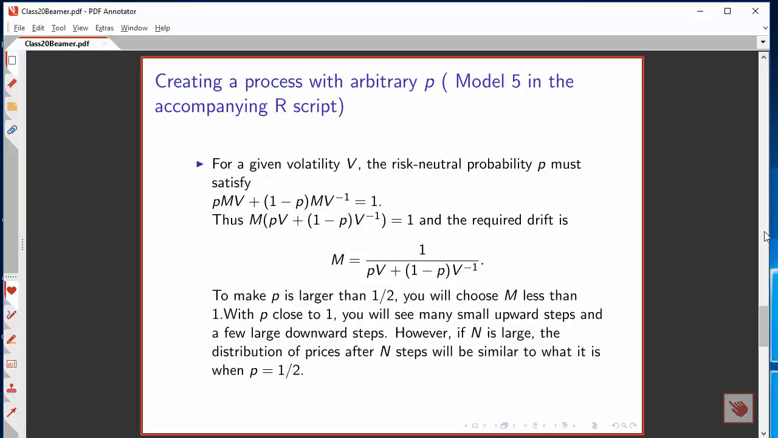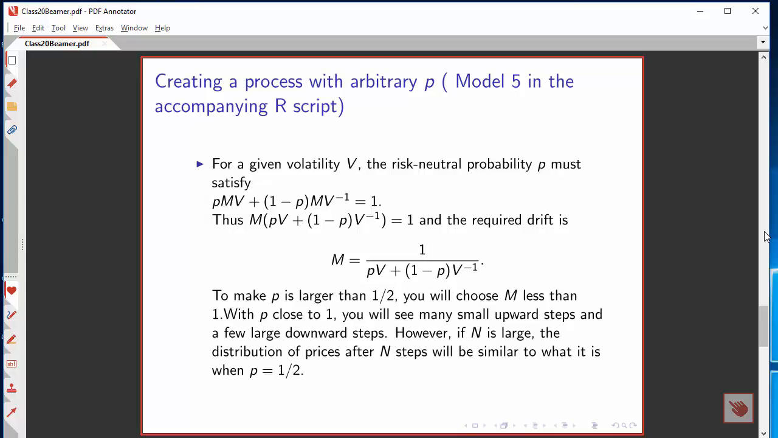I can easily solve that for m, and I have a formula for the drift that I need to introduce in order to achieve any desired p. Suppose, for example, I want to make p significantly larger than 1/2. In that case, I will have a fairly big p times a number that's greater than 1 plus a smaller 1 minus p multiplied by v inverse, which falls short of 1 by a little bit less than v exceeds it. Under those circumstances, m will turn out to be slightly less than 1.